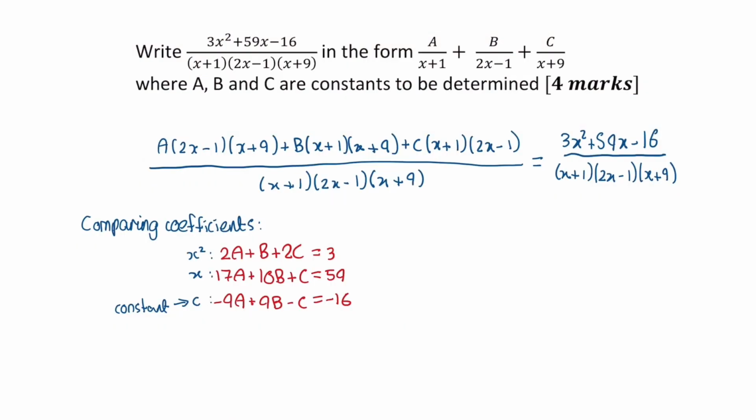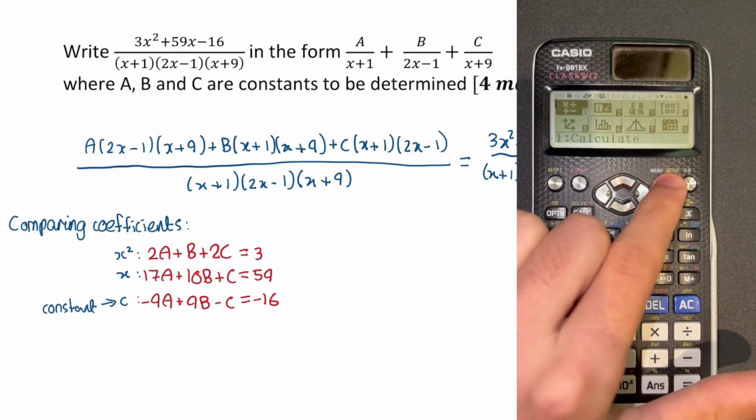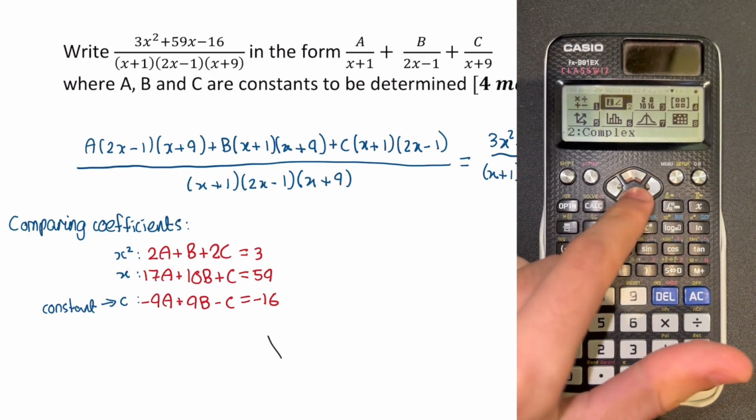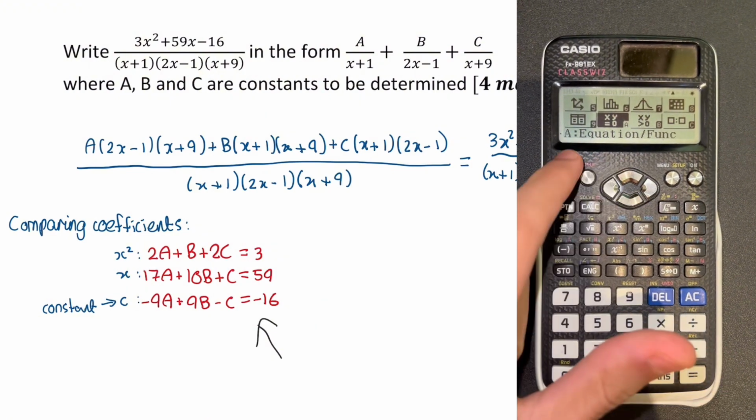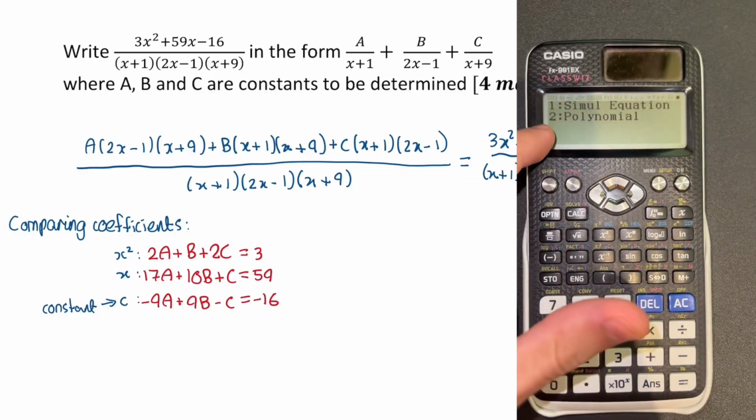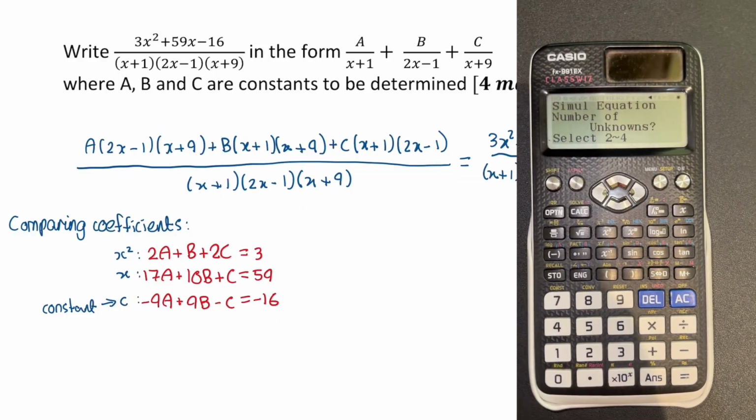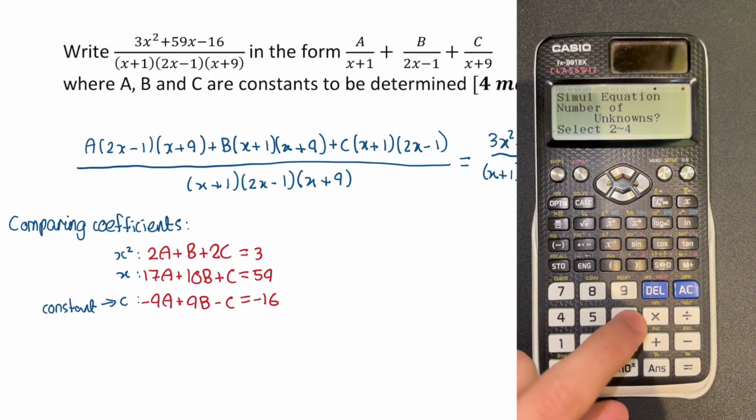Let me show you how you can use your calculator to solve simultaneous equations. This is especially useful in partial fractions questions like this one. So let's solve the red simultaneous equation. First, you press the menu button. Then you scroll to the right and then go down until you see this equation/function option. Then press equals. Then we have two options. We press 1 because we want simultaneous equations. Now it's asking how many unknowns we have. Well, we have 3, so just press the number 3.